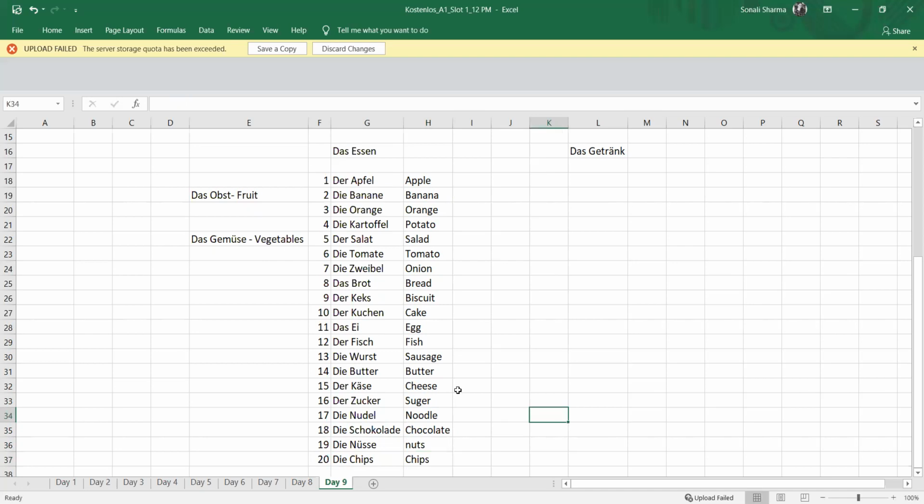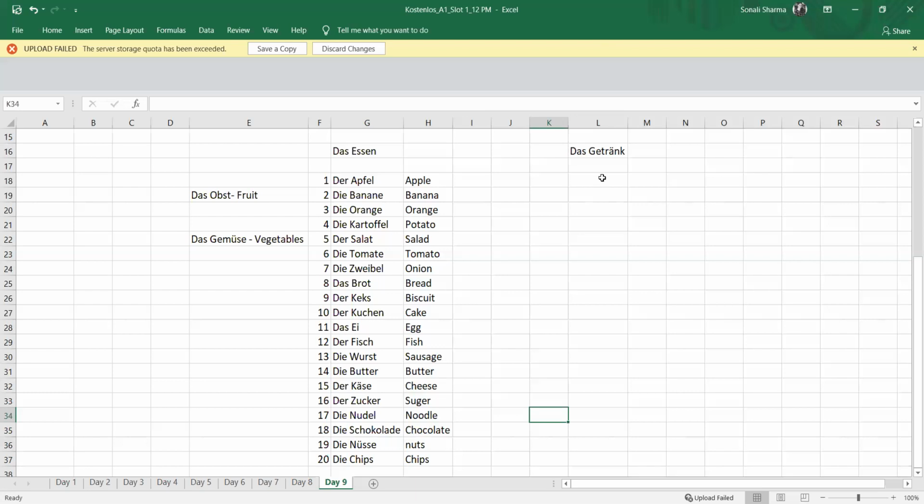So let's just quickly go through this list of das Essen. First is der Apfel, which is apple. Die Banane, banana. Die Orange, that is orange. Die Kartoffel, which is potato. Der Salat, which is salad. Die Tomate, tomato. Die Zwiebel, onion.